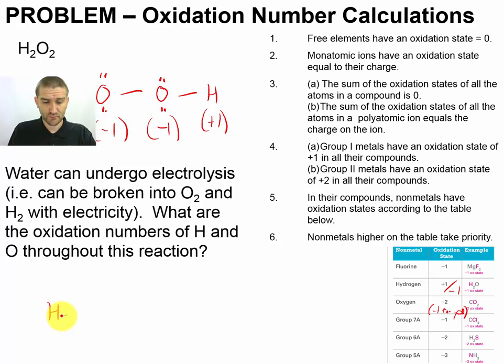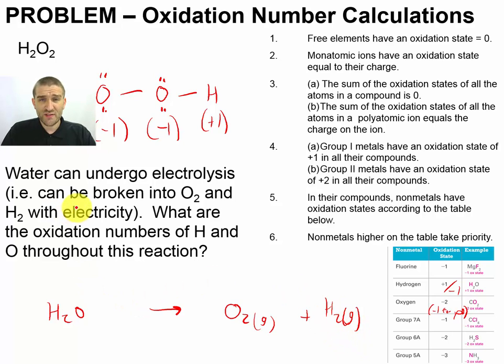So water can undergo electrolysis. I just said it went through a reaction, so I'm going to draw my arrow. It can be broken into O2, which we know is a gas, so I'll write it in because why not, and H2 with electricity. The with electricity tells me that there's electrons being moved all around in this, so I know that I'm going to be able to have redox reactions pretty easily. That doesn't mean that I'm changing the number of electrons. It just means that I was actually able to change where the electrons are.